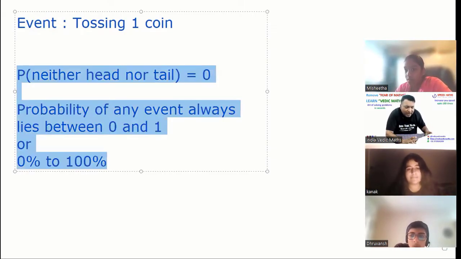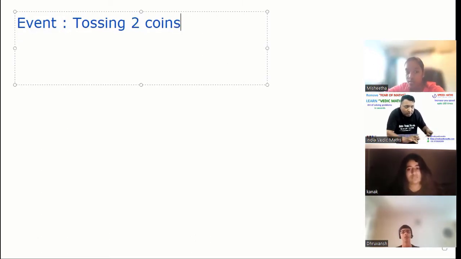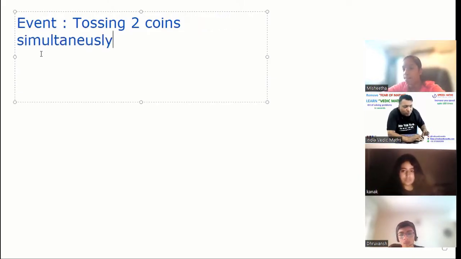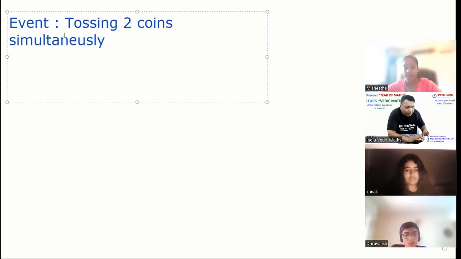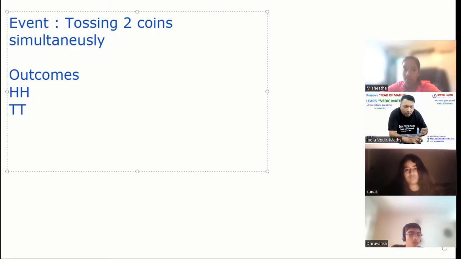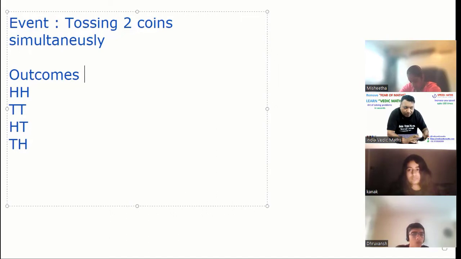Let's do the second event now. I am tossing 2 coins together, simultaneously. How many total outcomes will be there, Mishita? 4. Very good. Which 4 outcomes? You get both heads, both tails, first head second tail, HT, and first tail second head, TH. Total outcomes are 4. Cool?